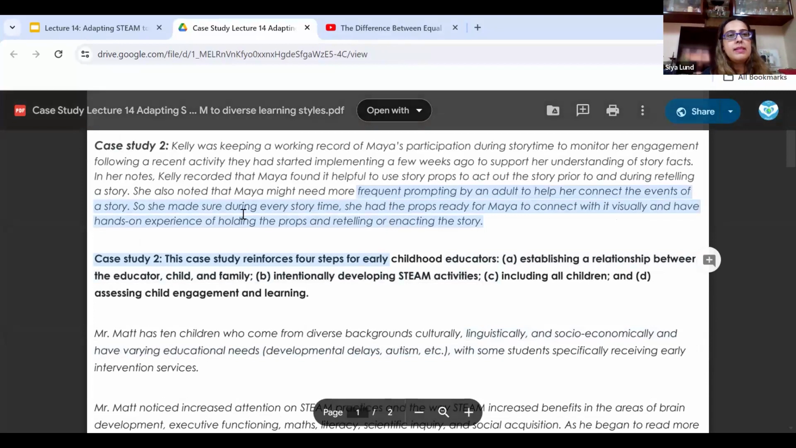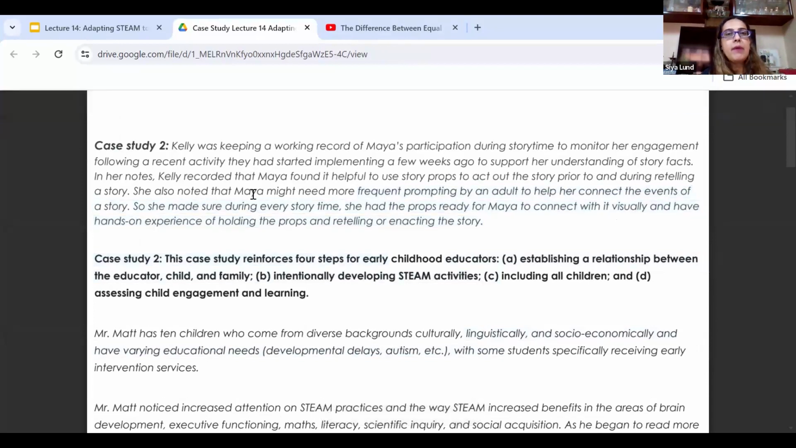Okay. So the first case study, I'm just going to read it out. It's a case study about Kelly, the teacher, who was keeping a working record of Maya, a student, during story time to monitor her engagement following a recent activity they had started implementing a few weeks ago to support her understanding of story facts. This is a child who has special learning needs and finds it difficult to focus during story time. And we are looking at a case study about this little girl.